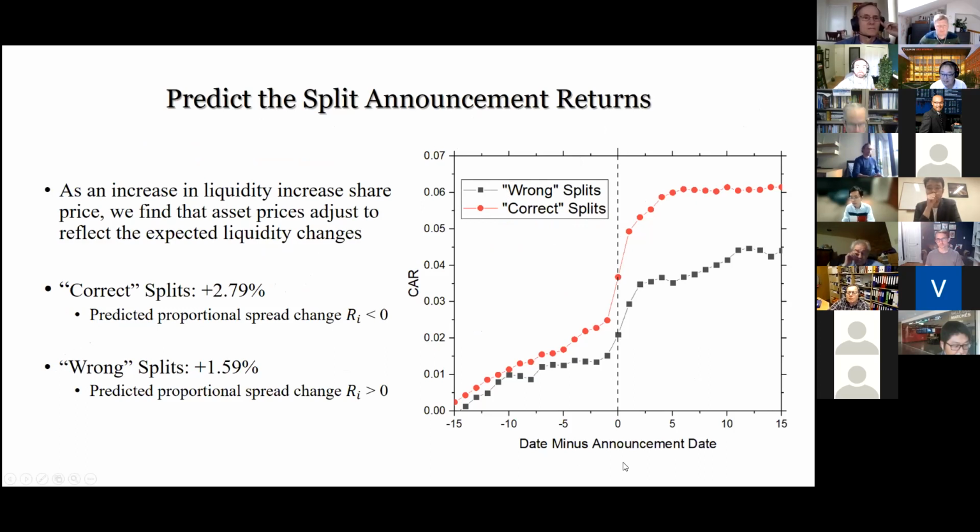And you can look at that. The correct splits have a higher return than the wrong splits. On average, splits are good news, so there's an increase in stock price, but correct splits have 1.2% more increase in return.